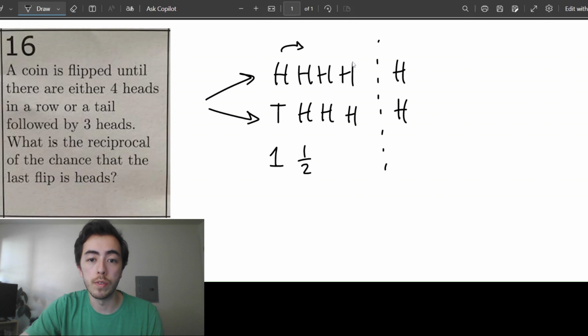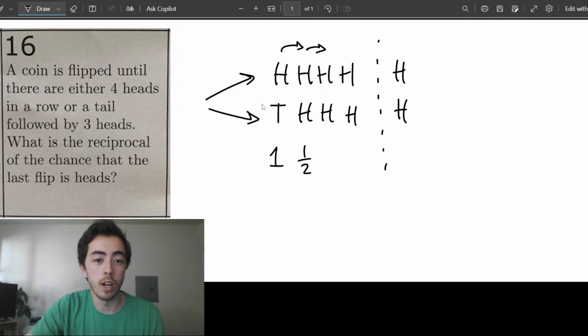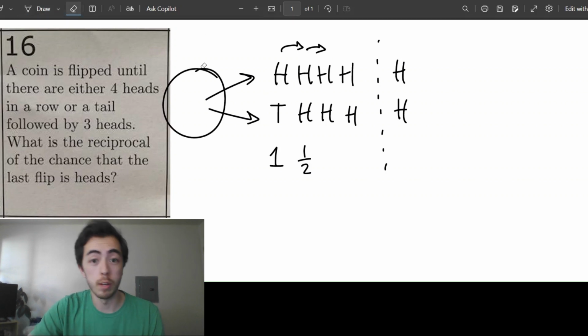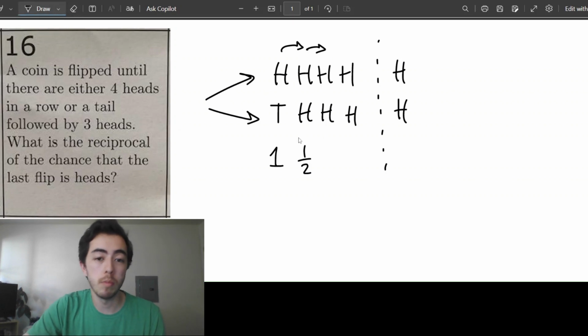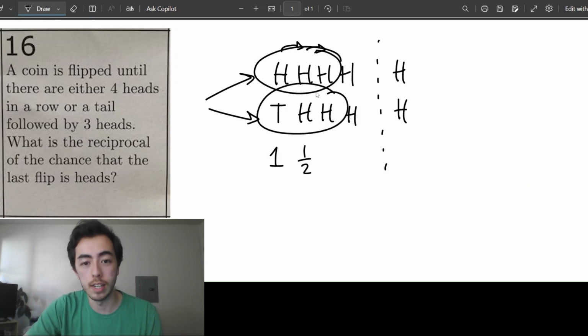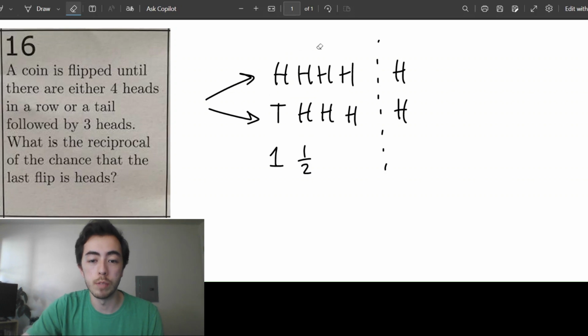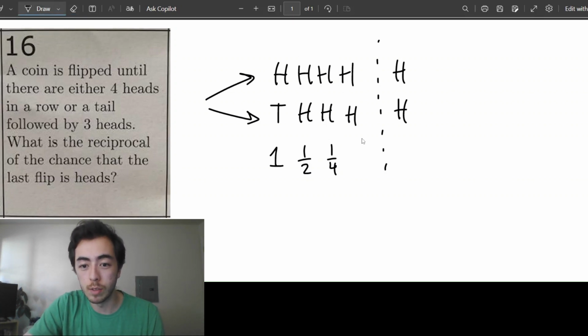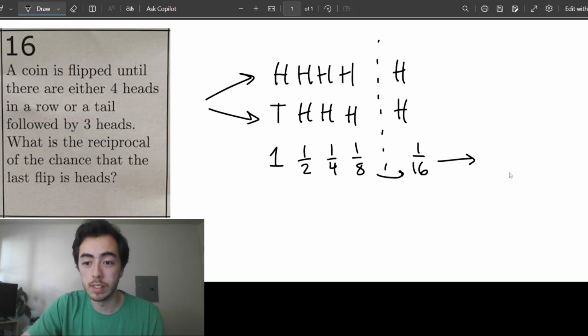At this point, once we've gone to the next heads, and assuming that we're starting at the very, very beginning, I want to know what's the probability of either getting 3 heads in a row or tails, then heads, then heads. And all we really got to do is just multiply another 1/2. So the probability of getting here is 1/4. And that means that the probability of getting here is 1/8, and then the probability of getting here is 1/16, and then finally getting the reciprocal is 16.